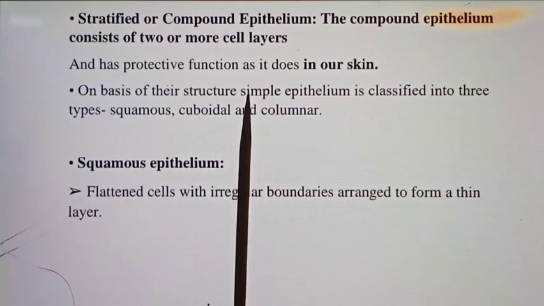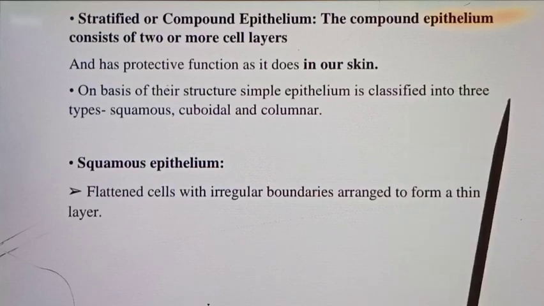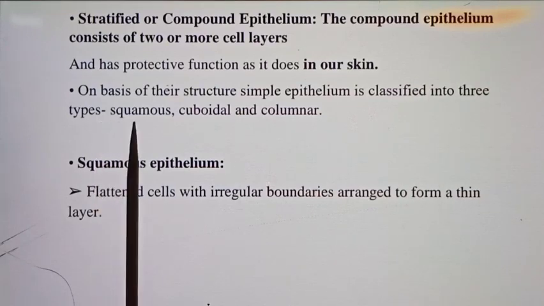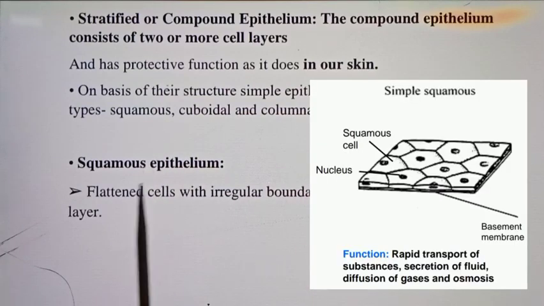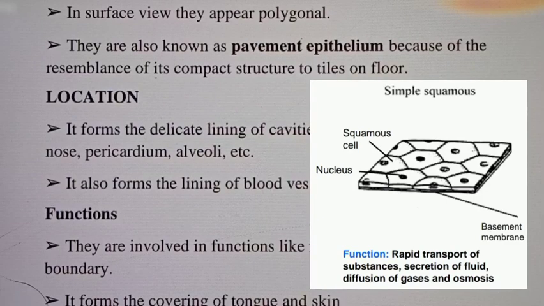On the basis of their function, simple epithelium is classified into three types: squamous, cuboidal and columnar. The squamous epithelium is a flattened cell with irregular boundaries arranged to form a thin layer. In the picture, from the surface view, they appear polygon. They are also known as pavement epithelium.